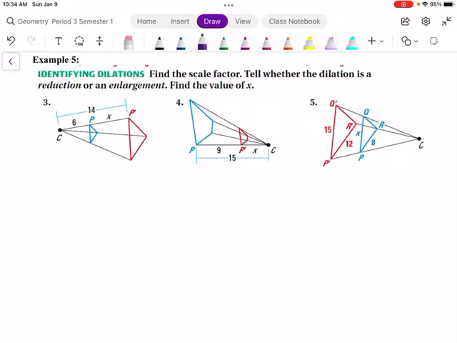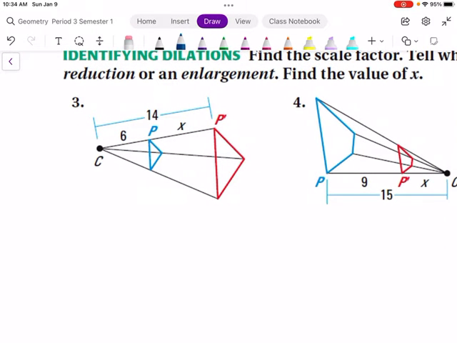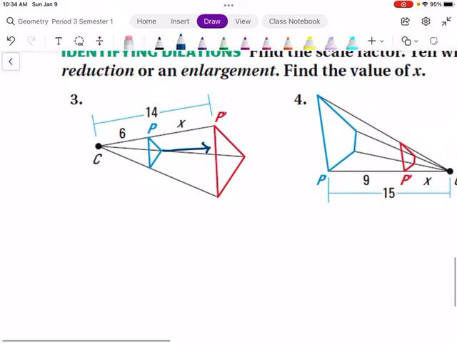All right. For example 5, again, you are going to identify the scale factor, tell whether it's a reduction or enlargement, and find the value of x. So let's start with number 3. We went from the blue to the red image. So if that one got bigger, we're going to put an enlargement. If it got smaller, we're going to put a reduction. So this one is for sure an enlargement.